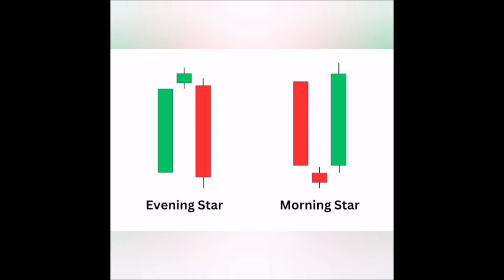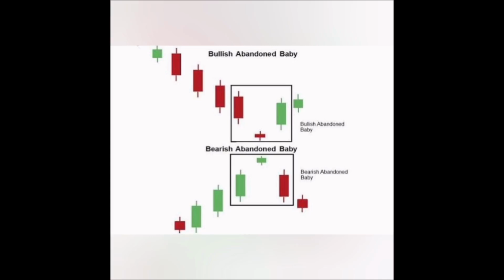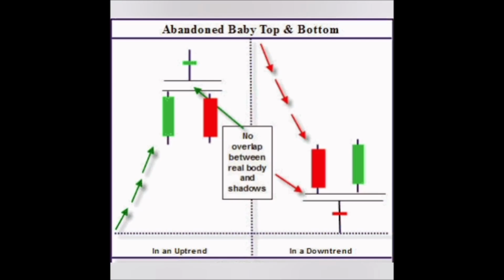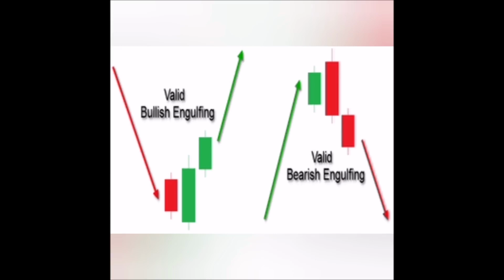So you combine it with market structure, you combine it with support and resistance, you combine it with volume analysis, you combine it with trend confirmation indicators, you combine it with risk management. Relying on candlesticks alone is not enough. True mastery comes from combining patterns with confluence and proper risk control.